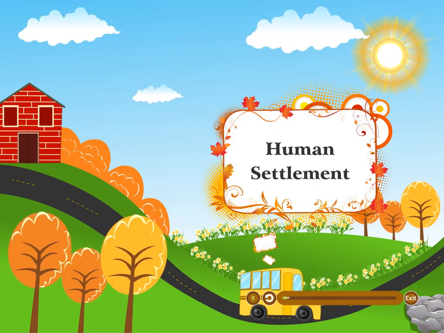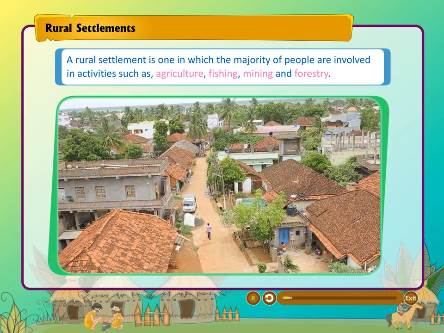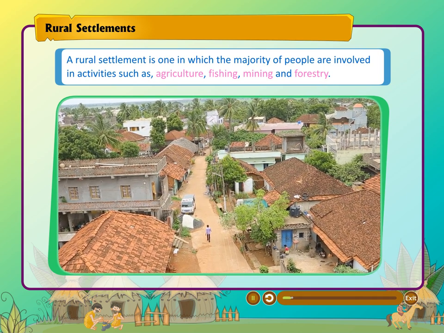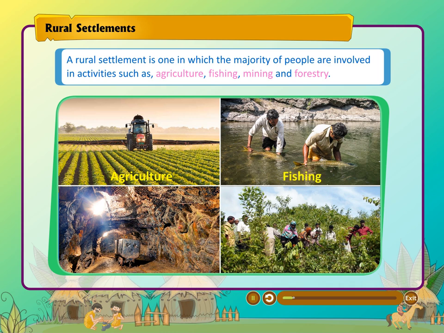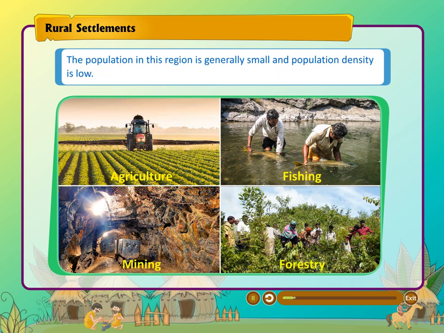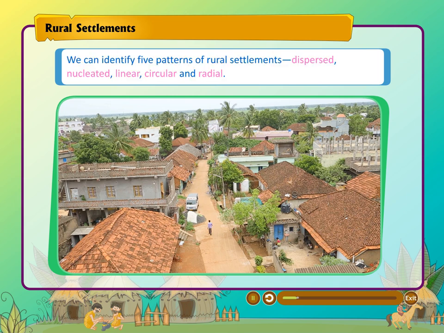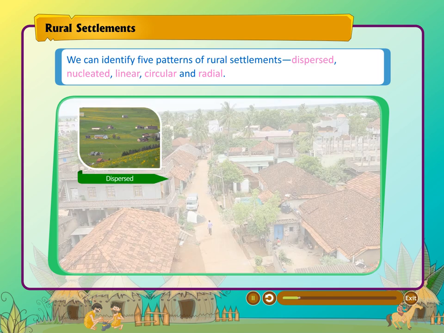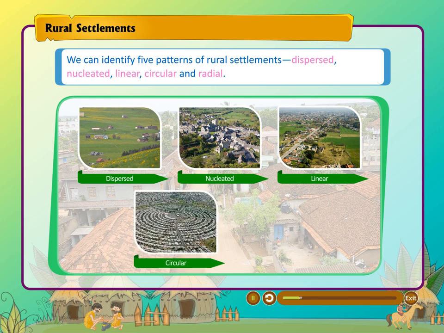Human settlement. Rural settlement. A rural settlement is one in which the majority of people are involved in activities such as agriculture, fishing, mining, and forestry. The population in this region is generally small and population density is low. Patterns of rural settlement. We can identify 5 patterns of rural settlement: dispersed, nucleated, linear, circular, and radial.